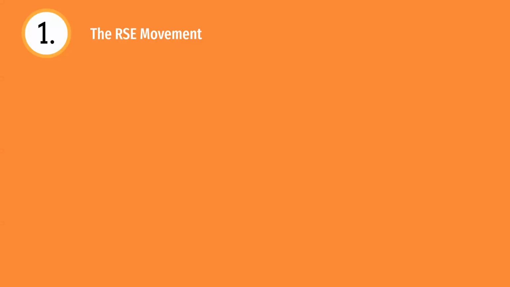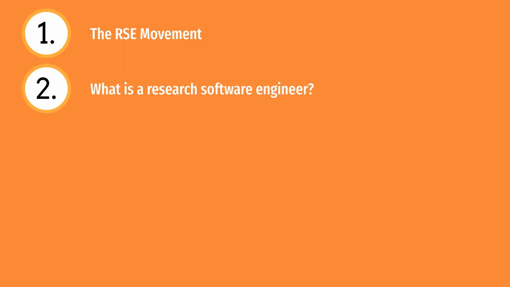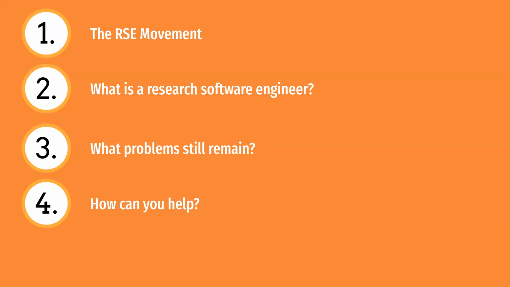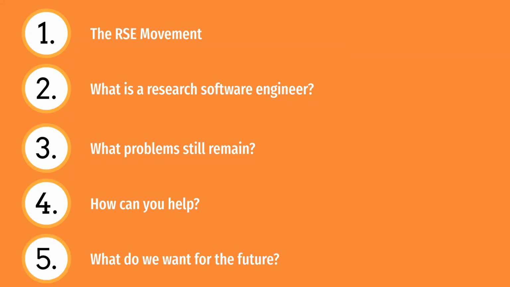Our talk's going to have 5 parts today. We're going to first talk about that history itself, what the heck's been going on in the past decade. Then we're going to step back and be like, hold on, what is a research software engineer? Because I would suspect some folks in this discussion haven't even heard that term. Then we're going to talk about problems that still remain. Most importantly, how you can help. And then what do we want for the future?